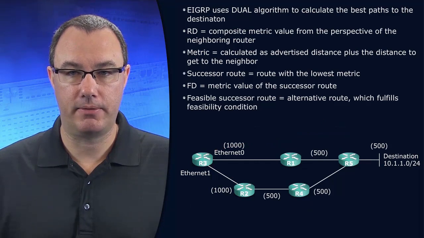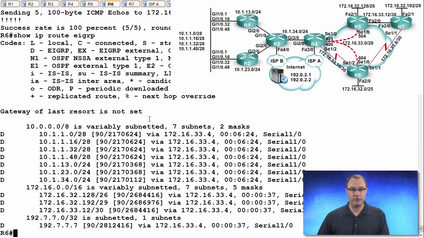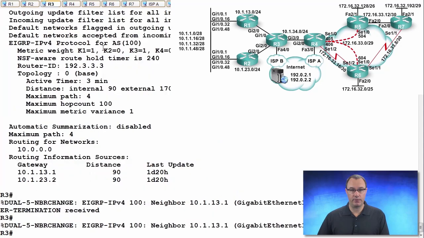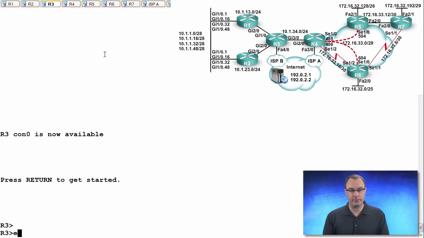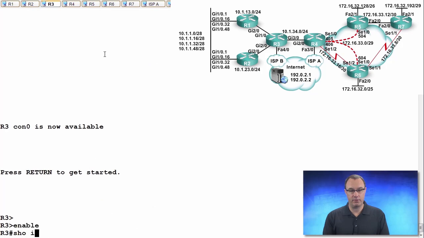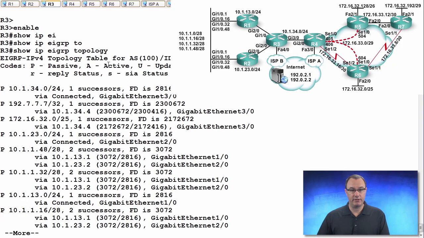Next, we'll look at the metric. Now, if we were to go to our topology, we would see metrics all over the place. That's the metric right there. We would call that the feasible distance. I'm going to go over to R3 actually, and let's look at the EIGRP topology table. I'm going to do a show ip eigrp topology. And what we can see is this right here.